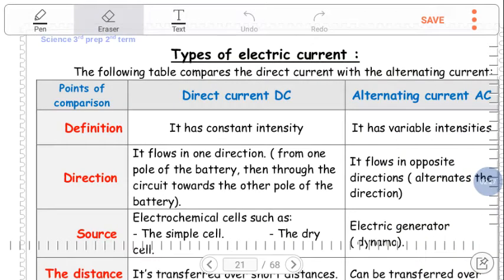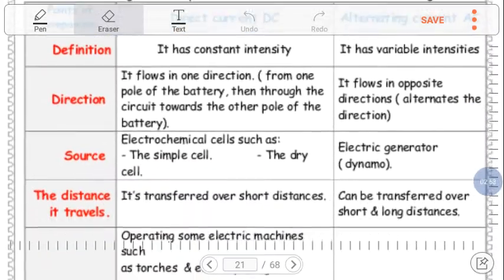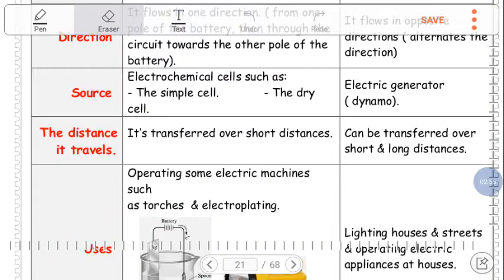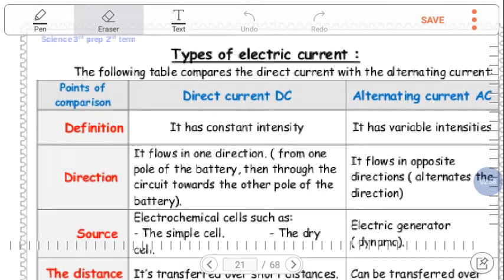And the types of the electric current: the electric current can be classified according to the direction and the intensity in two ways. So we can compare between the two types of the electric current, the direct and the alternating, by the direction and sources and the intensity of each of them.